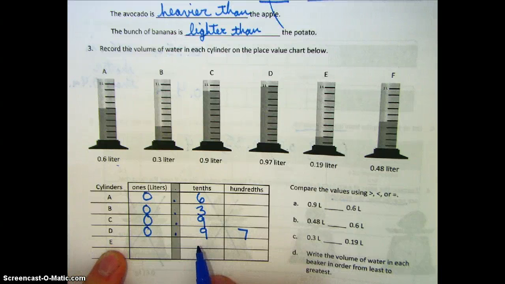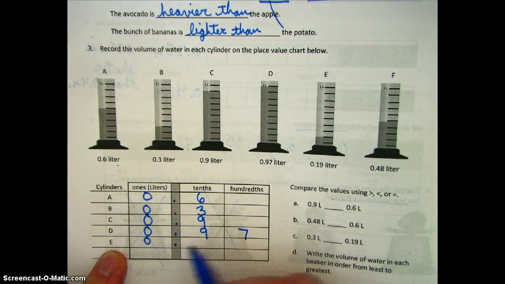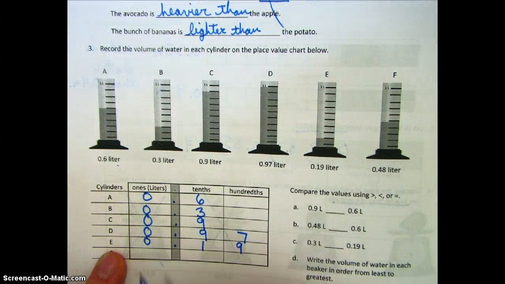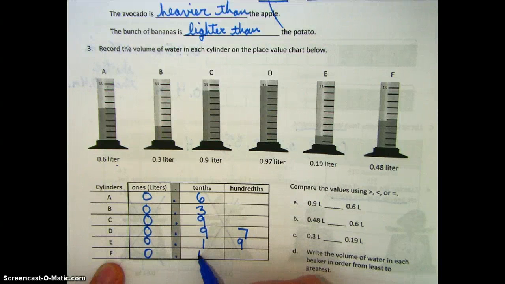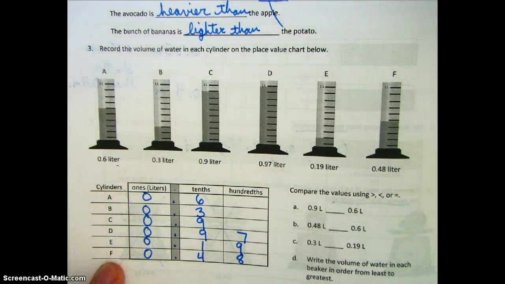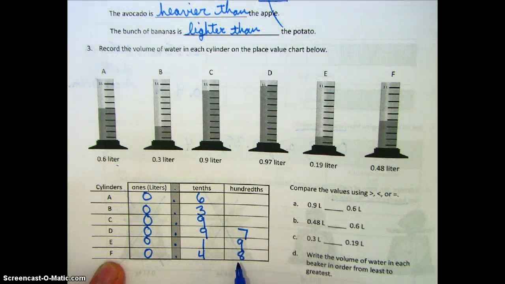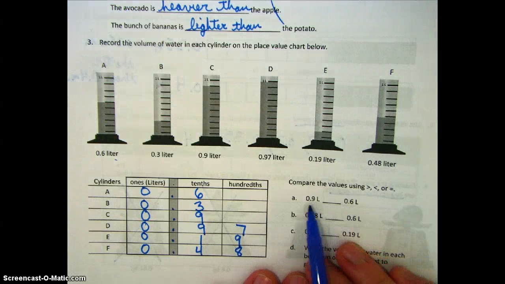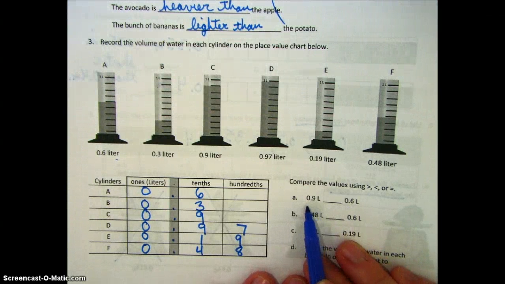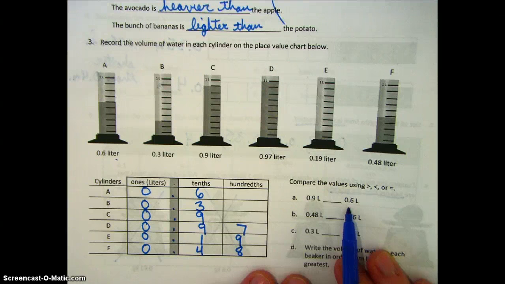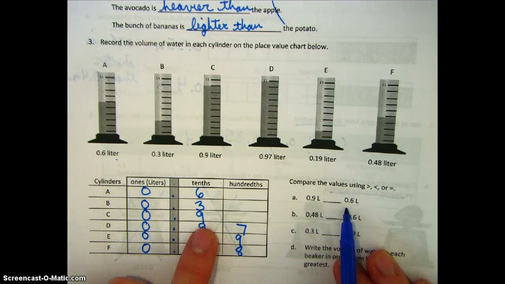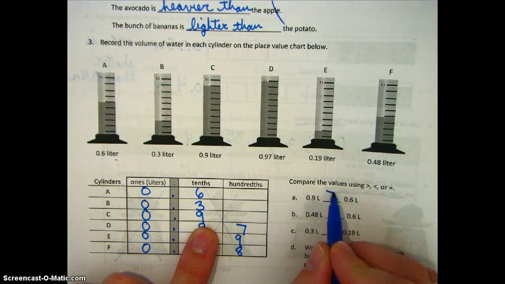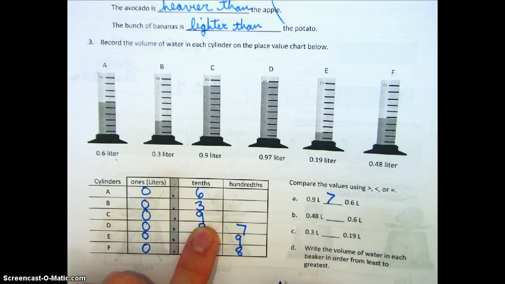Finally, next one we have E. We see that we have 19/100ths. So 1/10 and 9/100ths. And then finally we have 48/100ths. Okay, written like that. So we have 4/10 and 8/100ths. Now we start taking a look at comparing with less than, greater than, or equal to. Okay, so now we're comparing 9/10 and 6/10. Okay, so we're comparing cylinder C with cylinder A. Well, 9/10 is greater than 6/10.